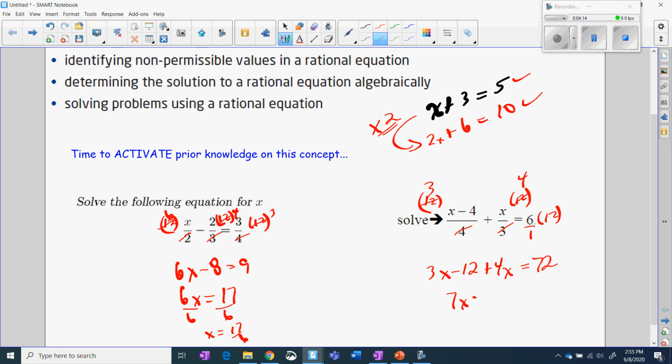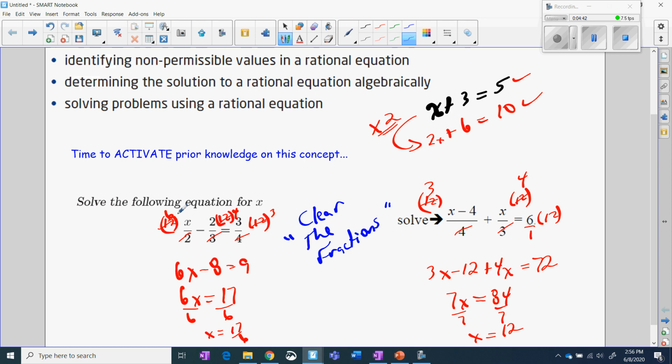7x equals, take that over to the other side, you're going to get 84. Divide both sides by 7. And you're going to get 12. 84 divided by 7 is 12. This top line, if you hear me refer to clear the fractions, that's what we're doing. We're getting rid of the fractions.